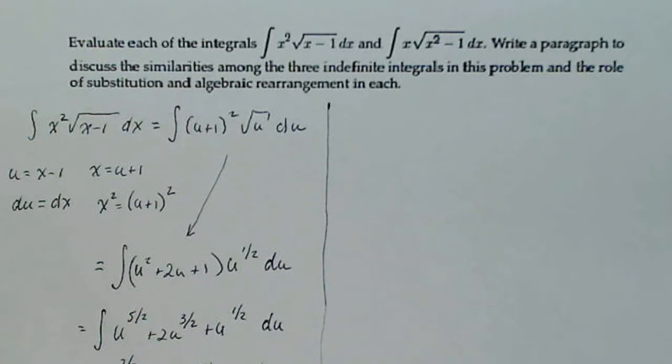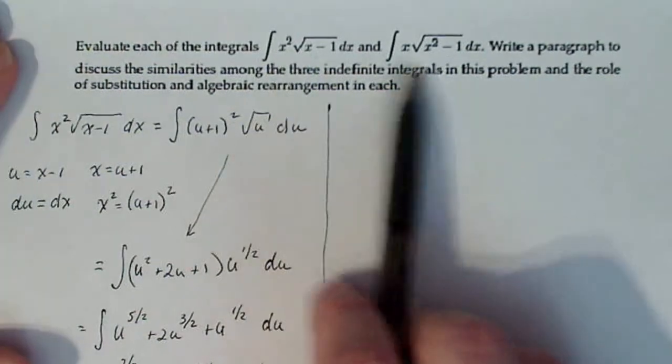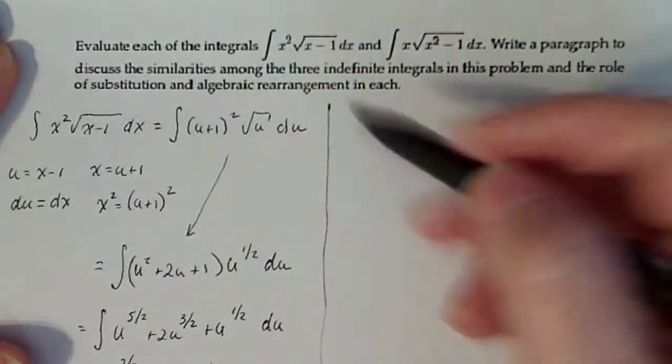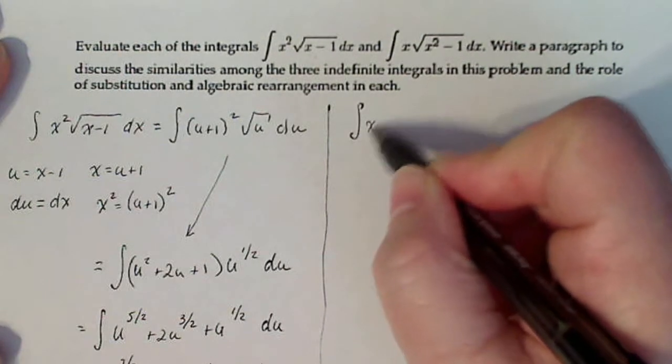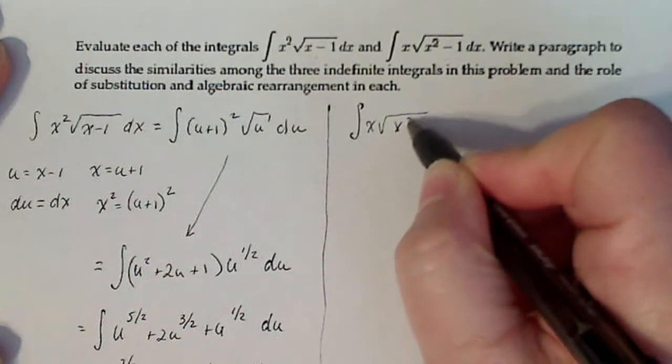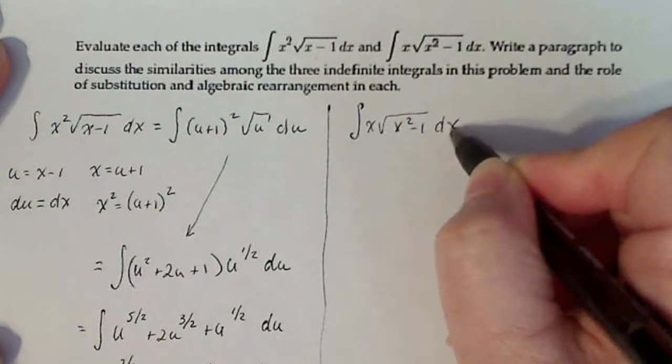All right, we're going to continue working on this problem. I've already integrated this piece. Now I'm going to integrate this piece. So let's just start out by writing it down. The integral of x times the square root of x squared minus 1 dx.